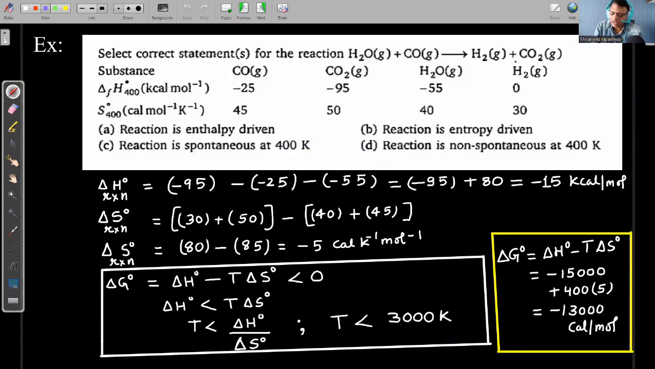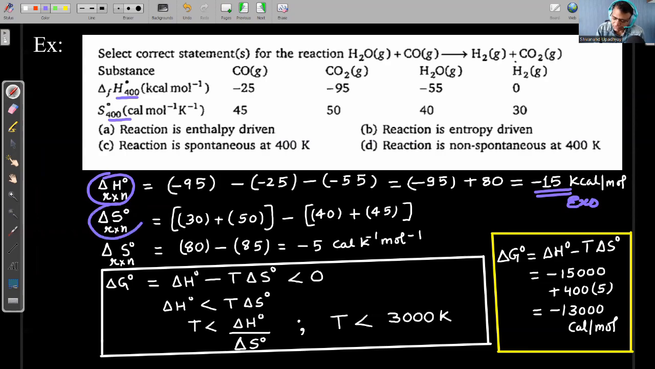Another example. Select correct statements for the reaction. The reaction is given. They have given the value of delta H naught formation and entropy of all the reactants and all the products. So first, if we have heat of formation of all the reactants and all the products, we can apply the formula: summation of heat of formation of products minus summation of heat of formation of reactants. So for this reaction, if we apply the formula, we are getting that the heat of this reaction is negative. It is an exothermic process.